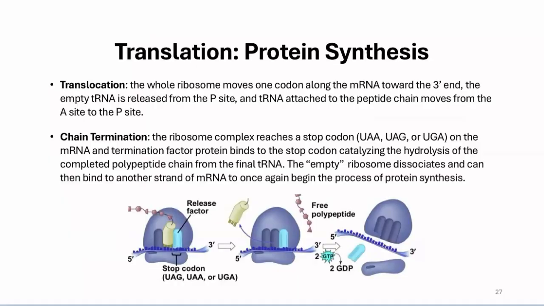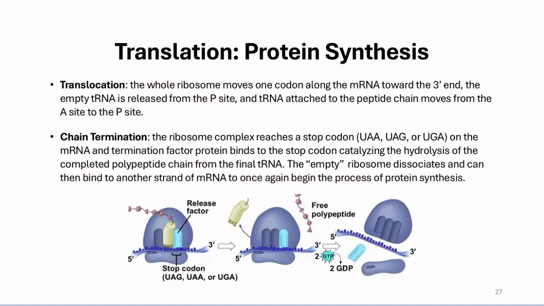After the elongation continues to happen, one of the things that happens is translocation. In the translocation process, the whole ribosome moves one codon along the mRNA towards the 3' end. The empty tRNA is released from the P site, and the tRNA that attached to the peptide chain moves from the A site to the P site.